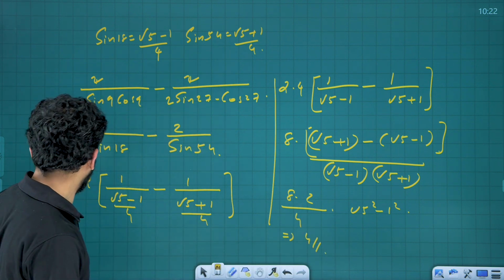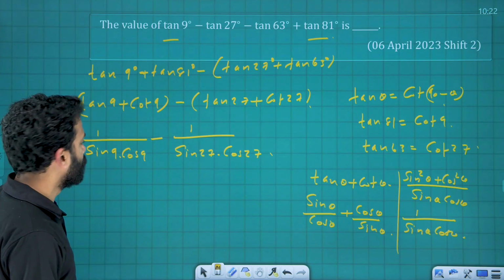I hope you got the idea here. That's in the option, integer type. 4 is the correct answer.